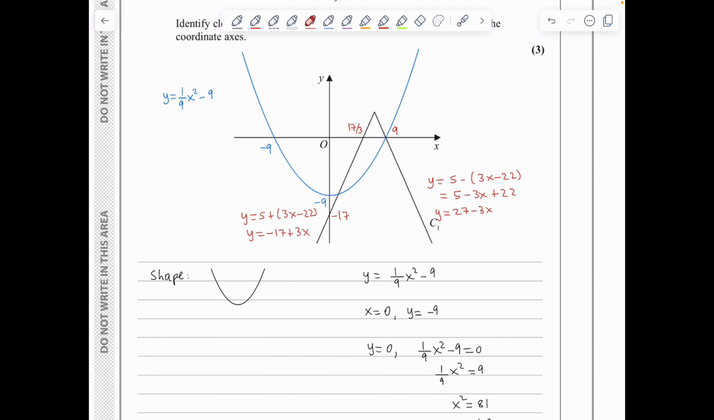So to find the points of intersection, I will simply equate each of these straight lines with the parabola, and I will be picking out the solutions that match what I see on the diagram. So when I equate the minus 17 plus 3x with the 1 over 9x squared minus 9, I will pick the solution that lies between 0 and 17 over 3. Whereas for the y is 27 minus 3x equated with 1 over 9x squared minus 9, I can simply see from the diagram that the solution is going to be 9.